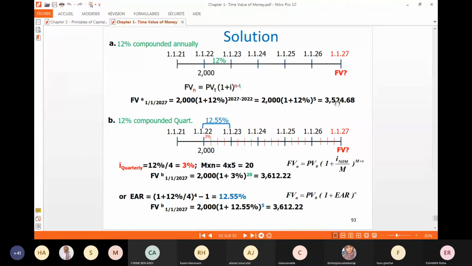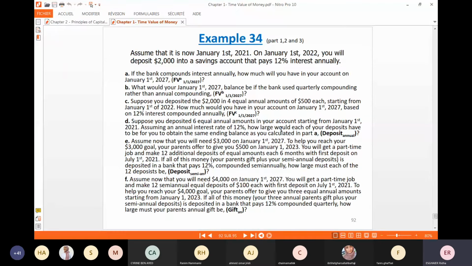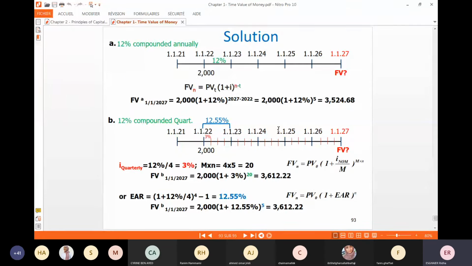Okay. What would your January 1st, 2027 balance be if the bank used quarterly compounding rather than annual compounding? We will do the same thing, but the interest rate is not 12% compounded annually, it's now compounded quarterly. So we still have a lump sum, and we need to compute its future value after 5 years.